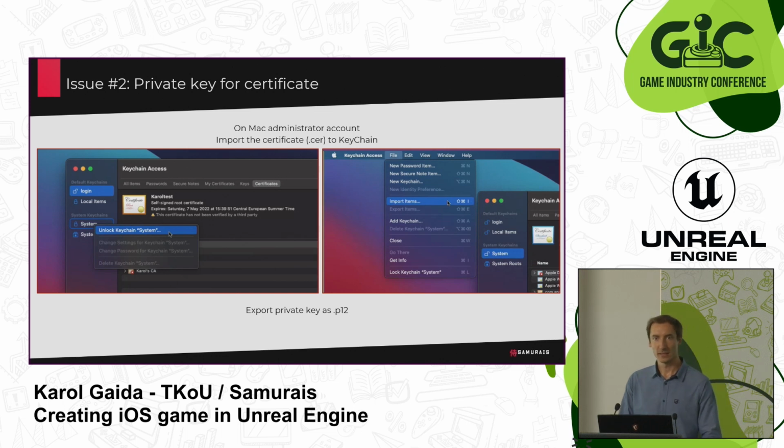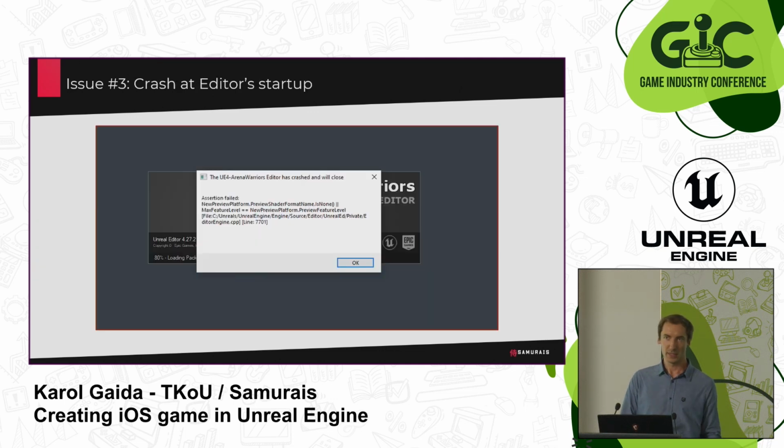Second, after creating the certificate in the developer portal, we need to generate also the private key on Mac. Make sure to do that on the Mac administrator account. It will save you some trouble later. We need to unlock the system keychain and upload the .cer file. The private key should be generated automatically, and it will be connected to the certificate that we uploaded to the keychain. So now we just need to export the private key as a .p12 file and upload it to our Unreal project on Windows.